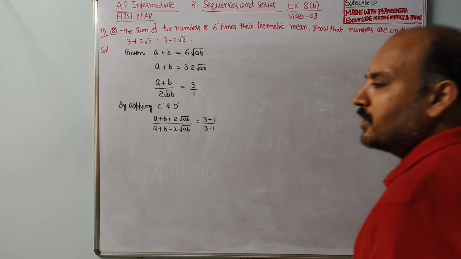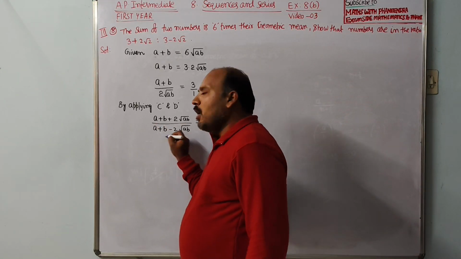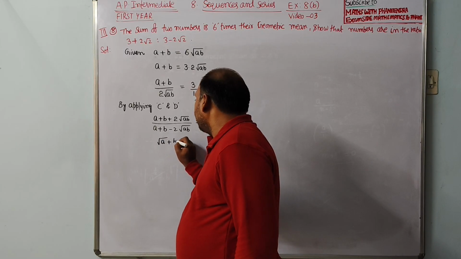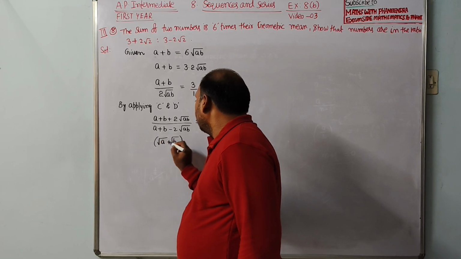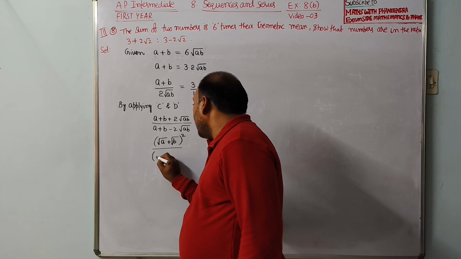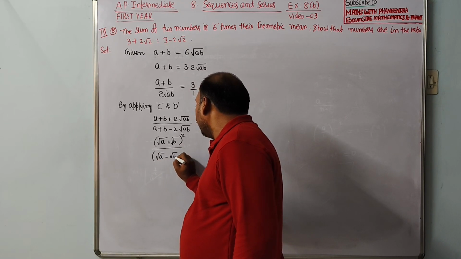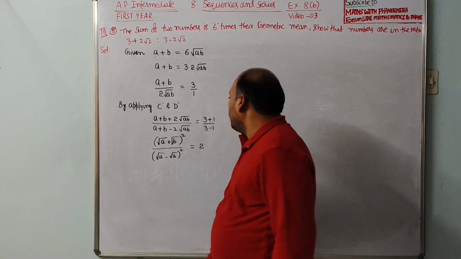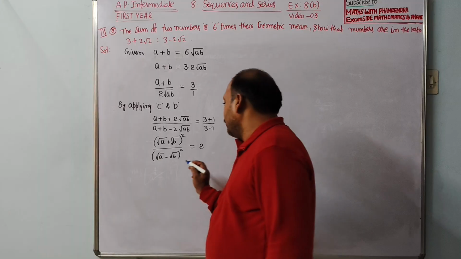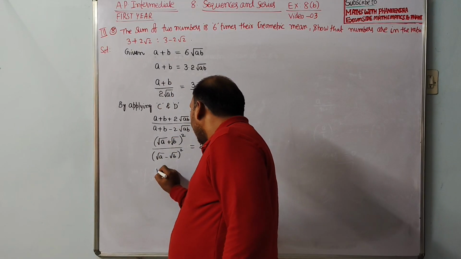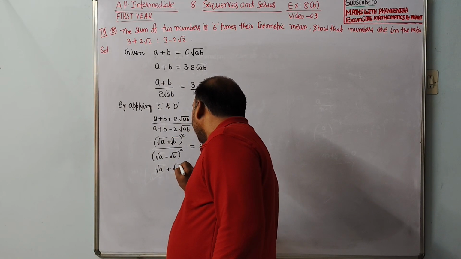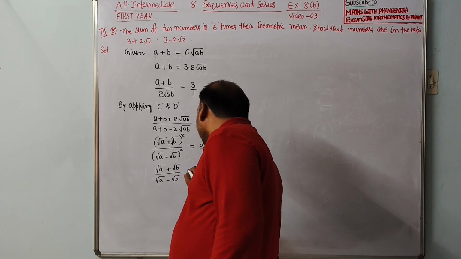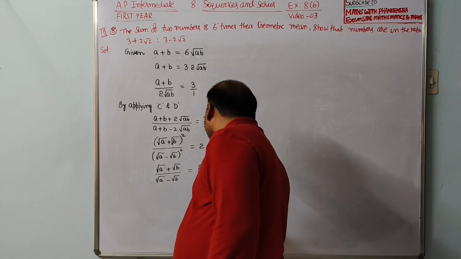Sorry for the interruption dear students. So, denominator is (root a minus root b) whole square. So, (root a plus root b) whole square divided by (root a minus root b) whole square is equal to 4 by 2, that is 2. So, if you remove the square this side, (root a plus root b) divided by (root a minus root b) is equal to root 2 by 1.